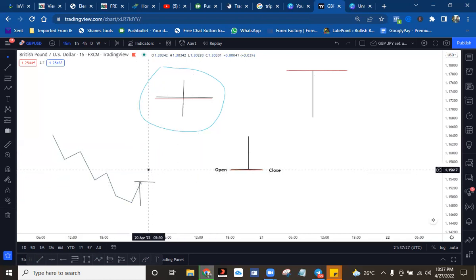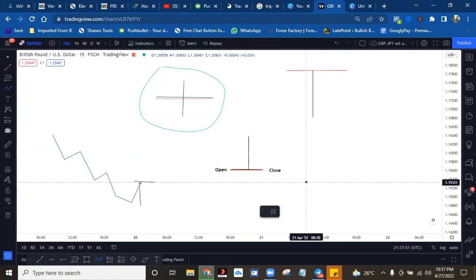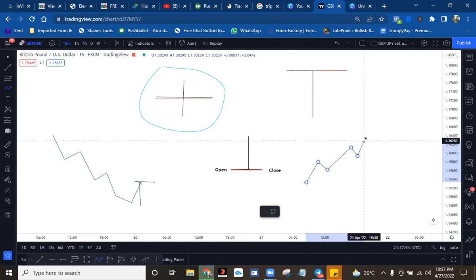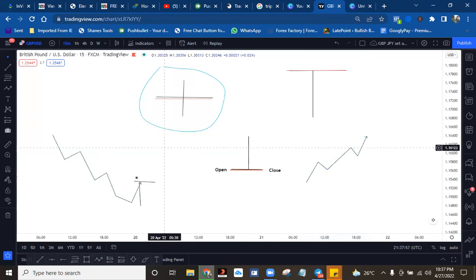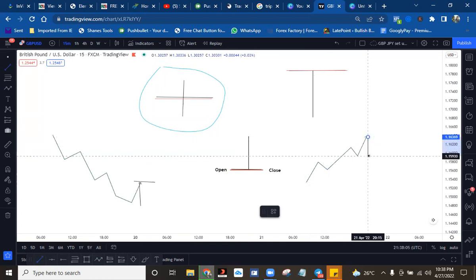Okay. Now heading to the gravestone doji. The gravestone doji is a bearish signal, unlike the dragonfly. It's a bearish signal, and it's very good when you find it at the end of an uptrend. That is, price rallying to the upside, and then suddenly you see a gravestone doji. That simply means that the bears pushed down.